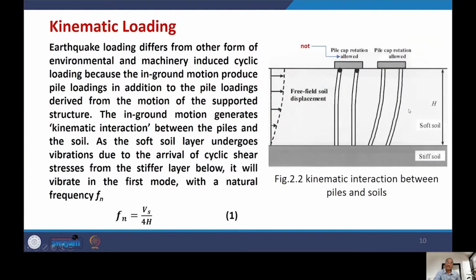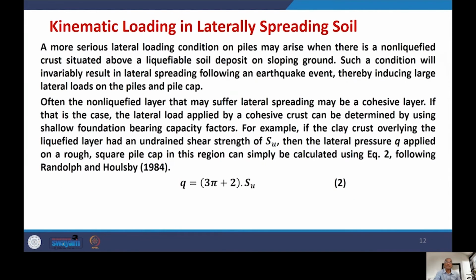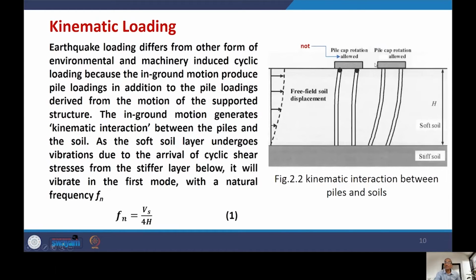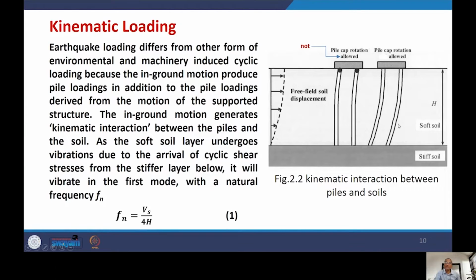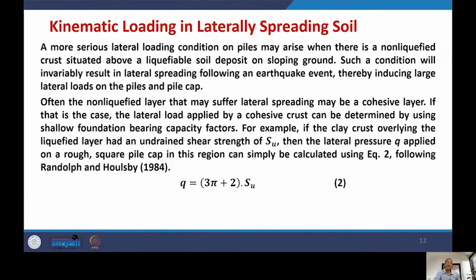So simply, what is the case here? Suppose you have stiff soil, then soft soil. On top of the soft soil, you have a soil layer which is non-liquefiable, what is called a crust. That means these piles will be passing through three layers, resting on stiff soil, but first passing through the stiff crust and then coming to the liquefiable soil. Let us assume that this soft soil is liquefiable. In that case, what will happen? The top layer will exert lateral spreading, and this has to be considered in the analysis.